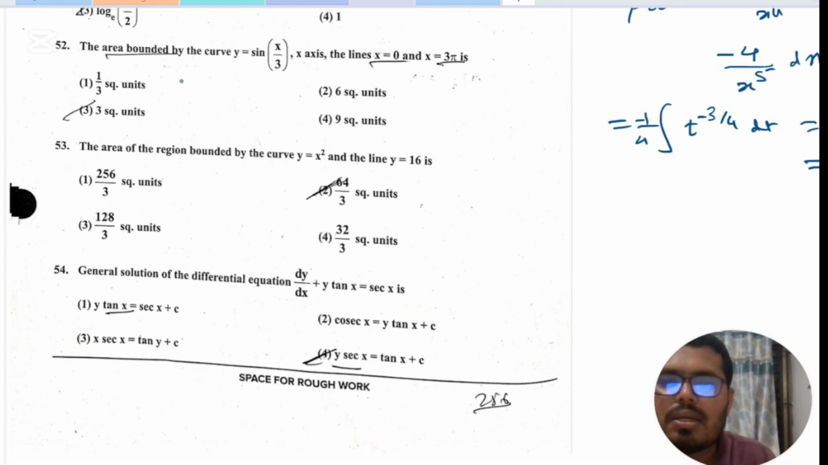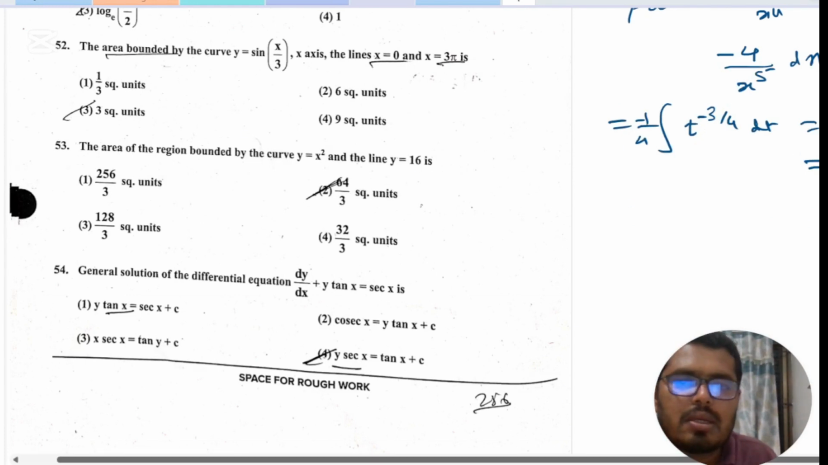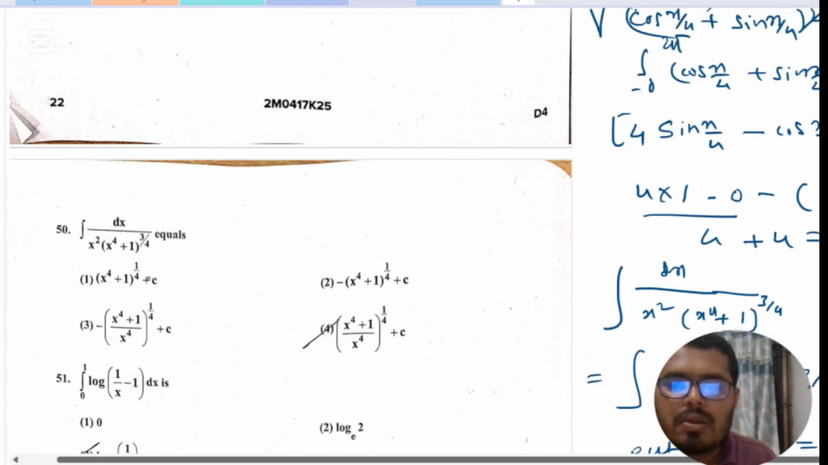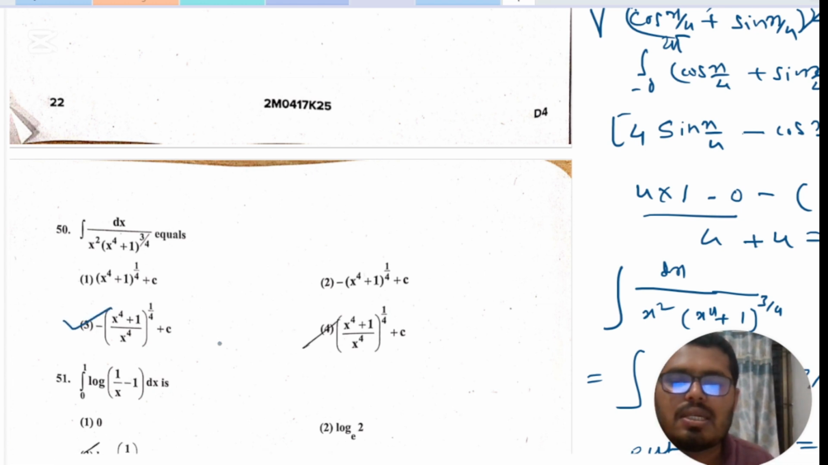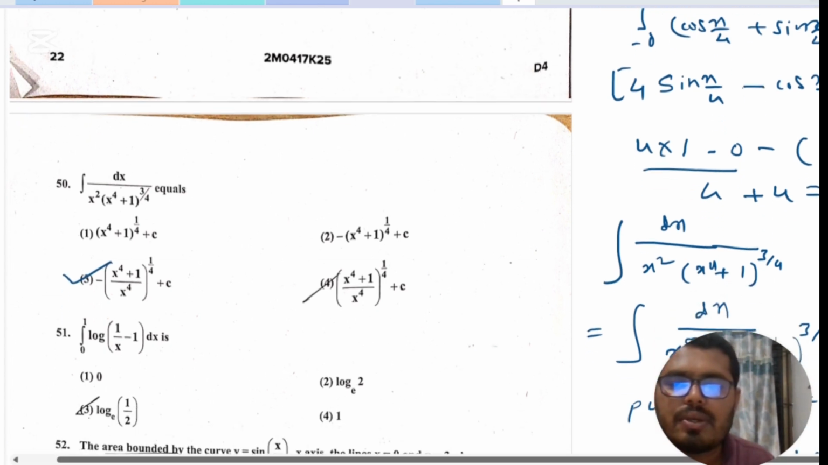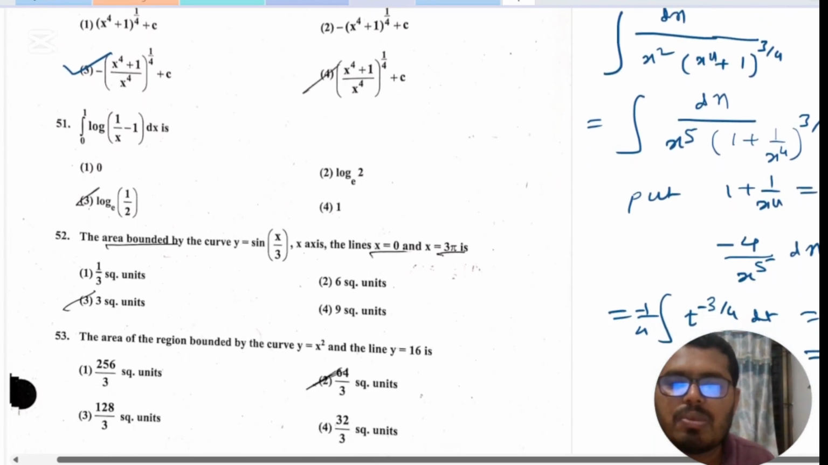Therefore, option number, minus x raised to 4 plus 1 divided by x raised to 4 raised to 1 by 4 plus c, option number 3 is correct. Okay. Next question, question number 51.